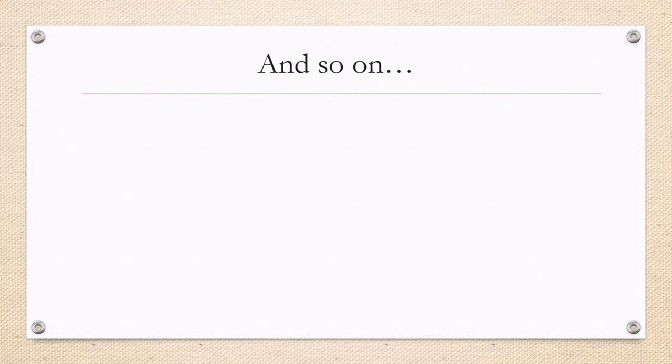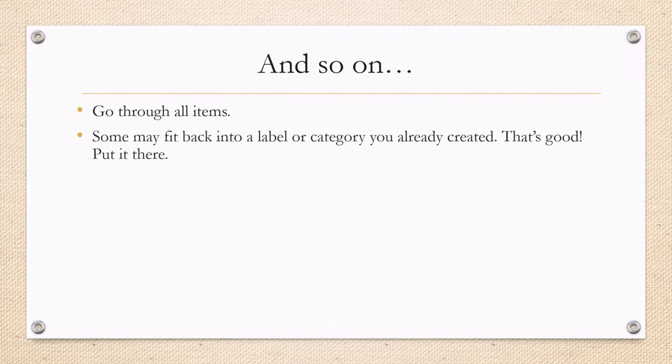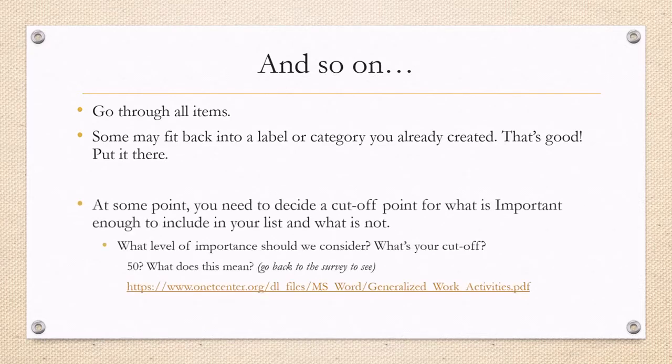So we do this for each of the items in the list we're starting through, in this case, the task list. So we need to go through all the items. Some may fit back into a label or category that you already created, and that's great. You put it there. So at some point, you need to decide a cutoff point for what is important enough to include in your list and what is not.